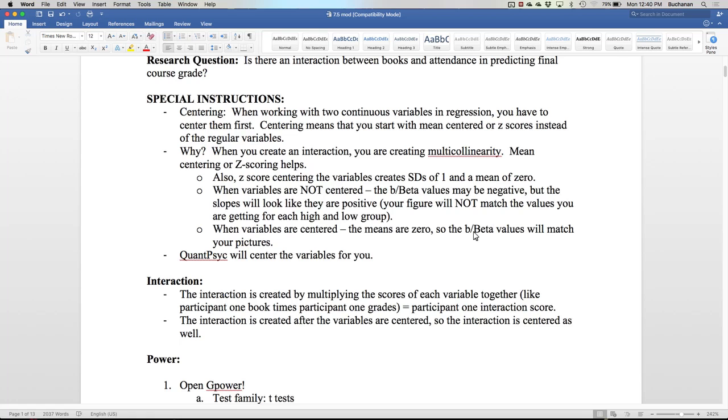So we're going to center them for 2 reasons: interpretation and multicollinearity. I should probably write that down. Okay, so centering, two reasons: interpretation. You can say additivity or multicollinearity. They're the same thing. One's good, one's bad.